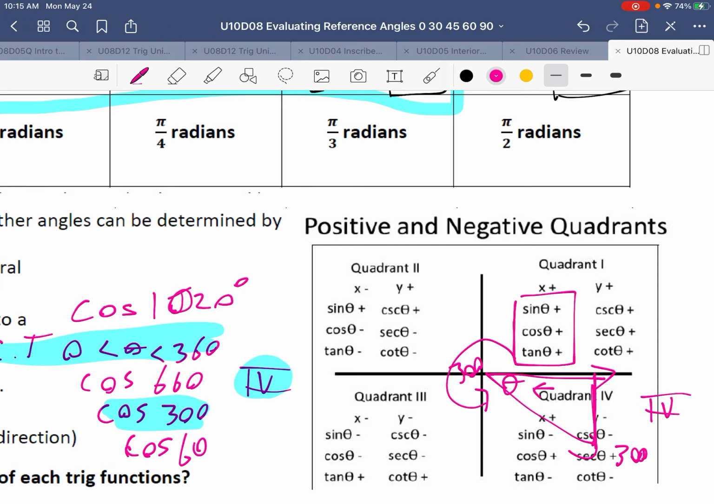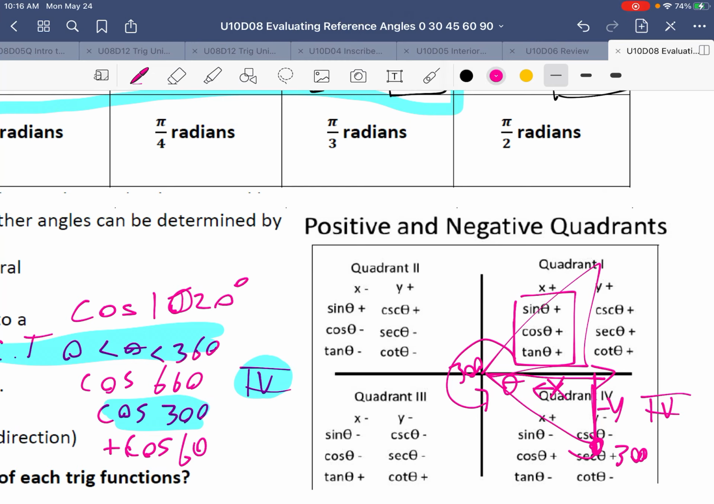In quadrant 1, all 3 trig functions are positive, because the x value and the y value are both positive. Therefore, sine and cosine are positive, which makes tangent positive. But in quadrant 4, the y value is negative, meaning sine is negative, but cosine is positive. So this is why we're going to have a positive cosine of 60.